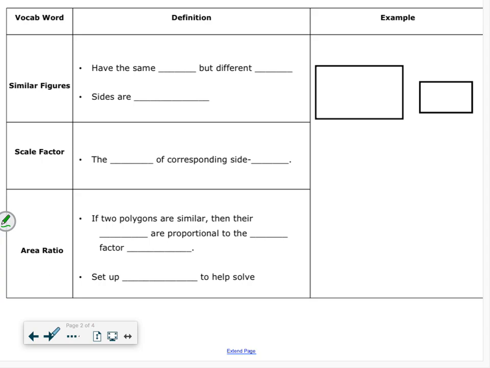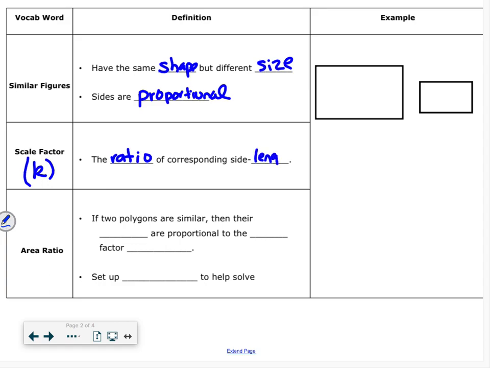So similar figures, like we just mentioned, have the same shape, but different sides. Remember, the sides are proportional. We talked about that earlier in the semester, earlier in the year. So like squares would be similar figures. Circles are always similar. A scale factor, we use the letter K to represent. It is simply a ratio, which is a fraction of the corresponding side lengths. I'll show you an example of that in a minute.